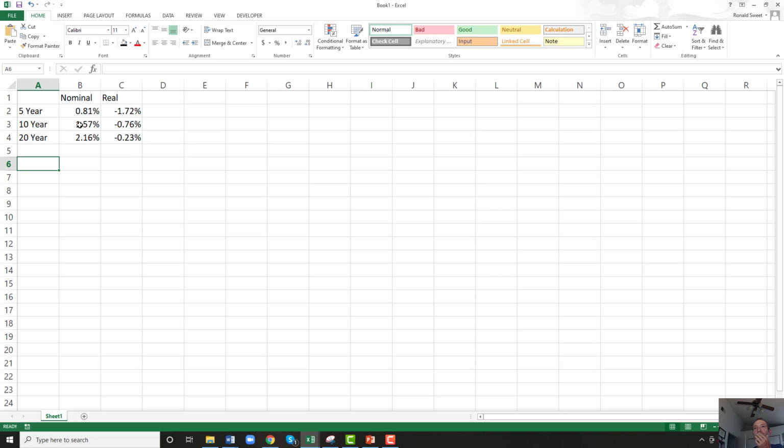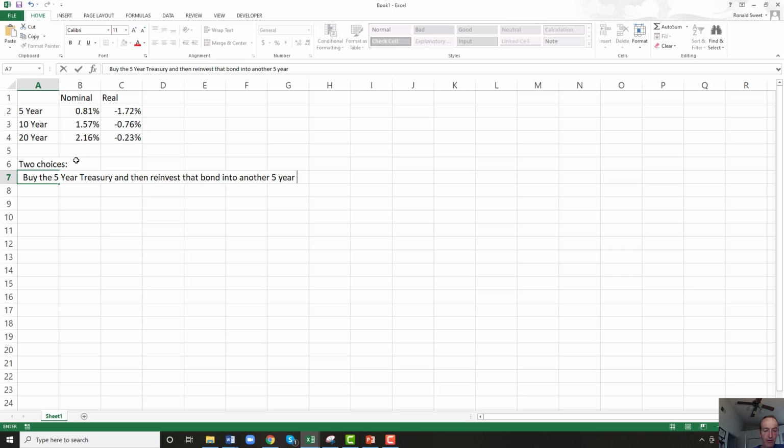So what can we do with this information? This is what we call the forward yield, bootstrapping the yield curve. And what we're looking at here is, let's start with the 5 and the 10-year. Let's say we have two choices. We could buy the 5-year treasury and then reinvest that bond into another 5-year treasury in 5 years. So that would be a 10-year investment.